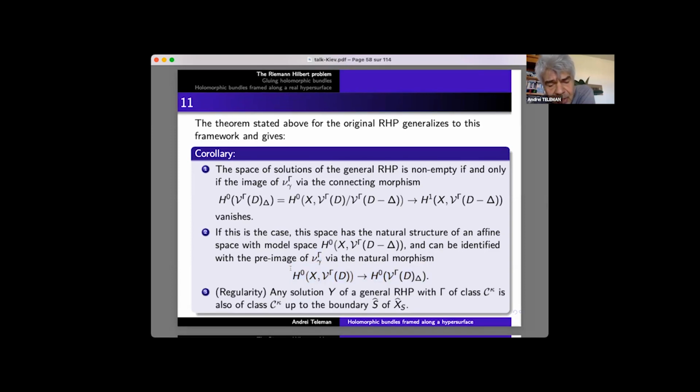And also regularity. I mentioned this regularity. Maybe you wonder why always, because Hilbert treats regularity in his book. So in particular, I can obtain as a special case Hilbert's regularity results. So any solution of this general Riemann-Hilbert problem with gamma of class C^kappa is also of class C^kappa up to the boundary.